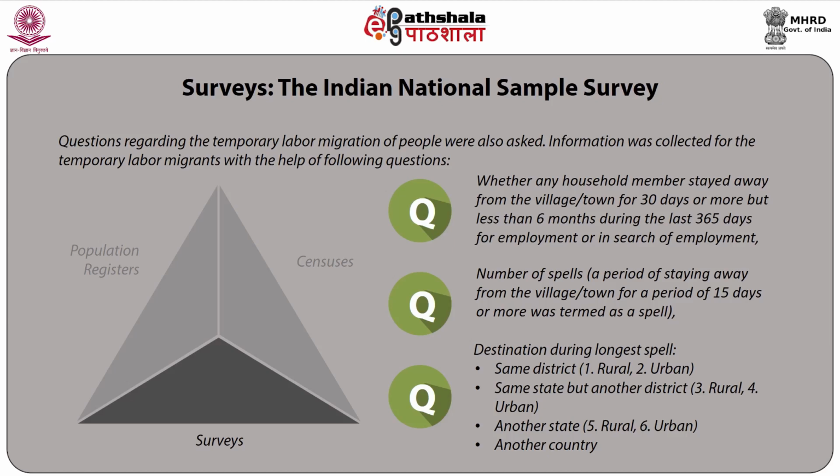B. Number of spells. That means a period of staying away from the village or town for a period of 15 days or more was termed as a spell. C. Destination during longest spell: same district, that may be rural or urban; same state but another district, rural or urban; another state, rural or urban; another country.